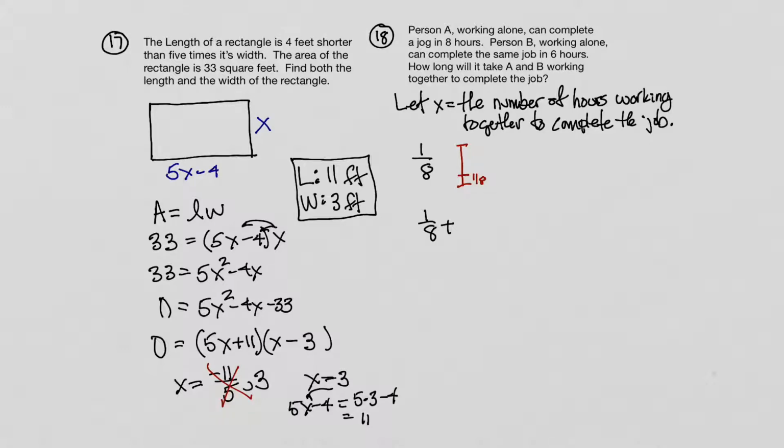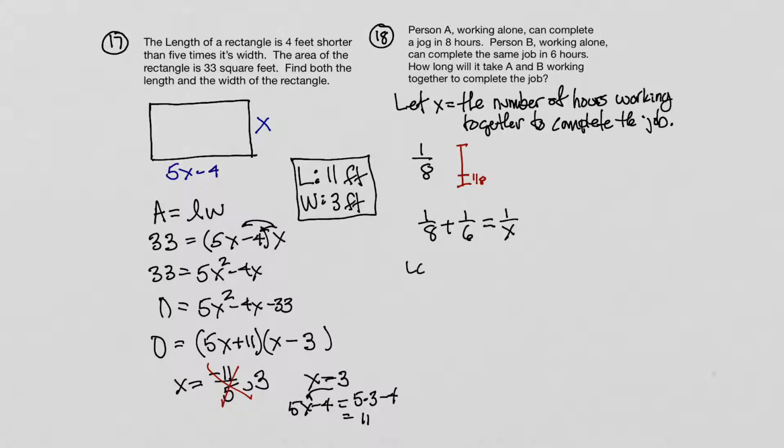Now we're getting help from B, and B can complete the job alone in 6 hours. So in 6 hours, the whole job is done, but in 1 hour, B can complete 1/6 of the entire job. And now, if these two people are working together, it takes them x hours. That's what we did up here. We let x equal the number of hours working together. It takes x hours to complete the whole job. So in 1 hour, they can complete 1/x of the job. There's our equation.